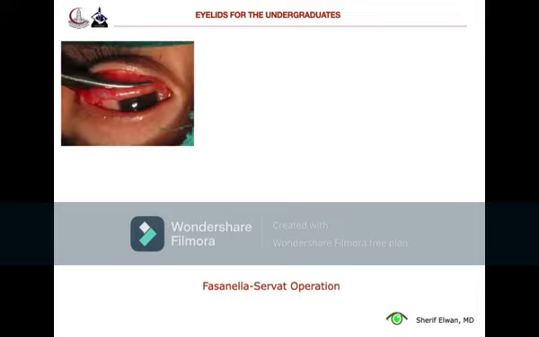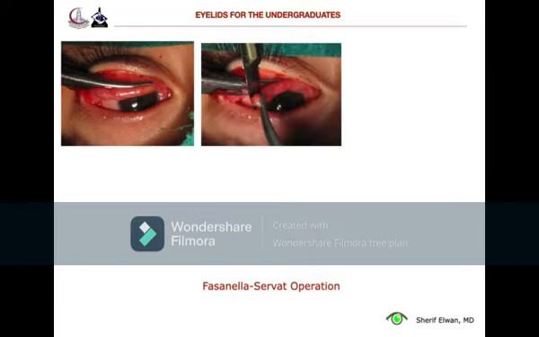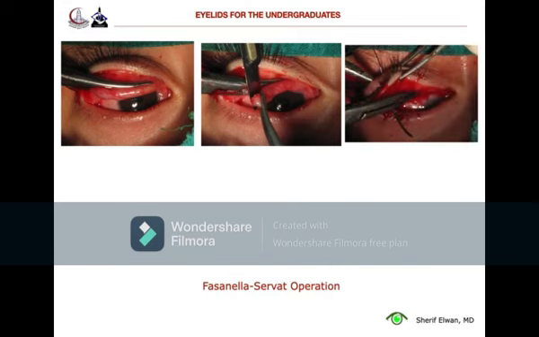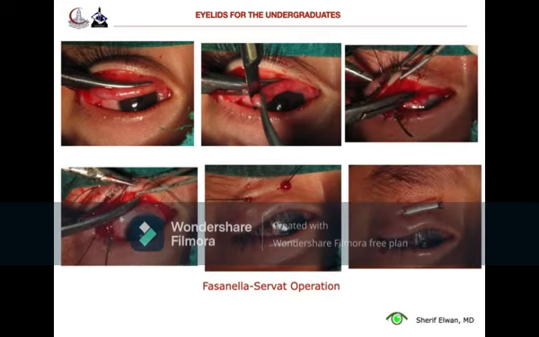Now finally we come to the Fasanella-Servat operation, and by Fasanella-Servat we mean tarsomullerectomy, where from the inside we resect part of the tarsus with part of the involuntary muscle, which is the muscle passing from the levator into the tarsus under the sympathetic supply. And this is Müller's muscle. Resecting it may lead to elevation of the eyelid.